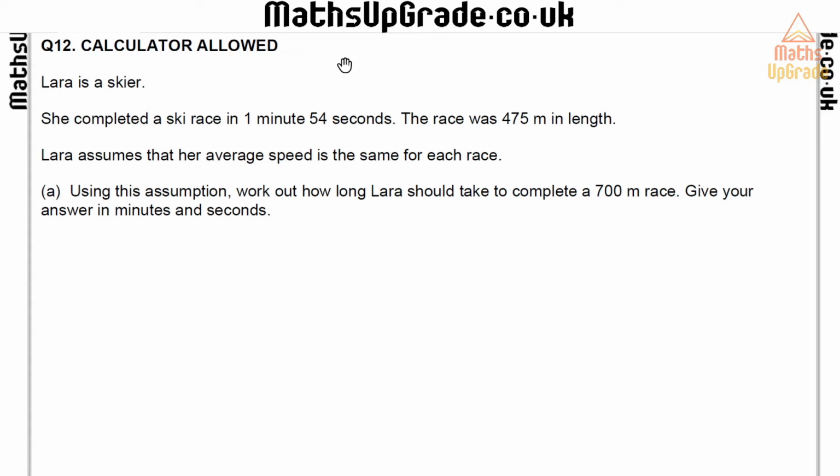Question 12. Lara is a skier. She completed the ski race in 1 minute 54 seconds. The race was 475 meters in length. Lara assumes that her average speed is the same for each race. Using that assumption, we'll work out how long she should take to complete a 700-meter race. Give your answer in minutes and seconds. So we're going to work out the speed that she took for her first race, and then using her assumption that her speed's always the same, we're going to find the time she took for her second race. Okay, and that would be 3 marks.